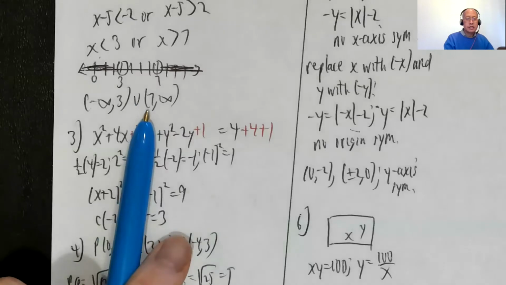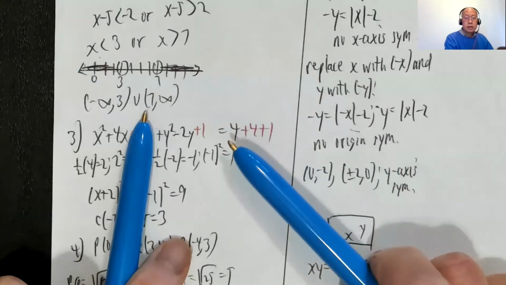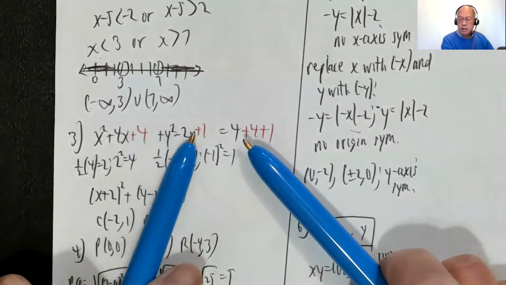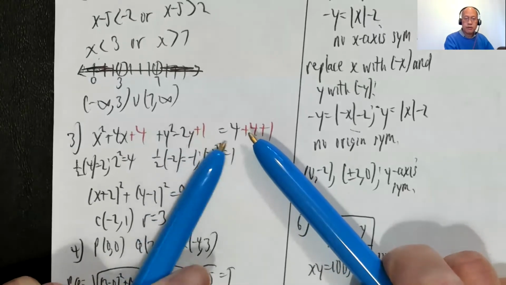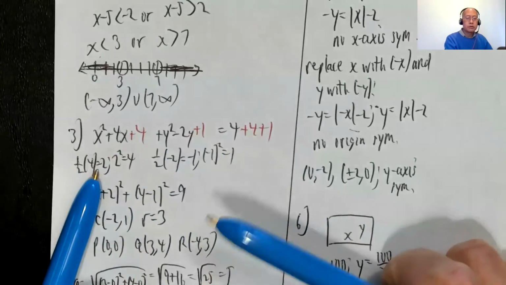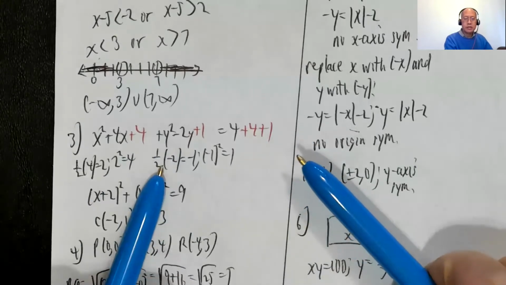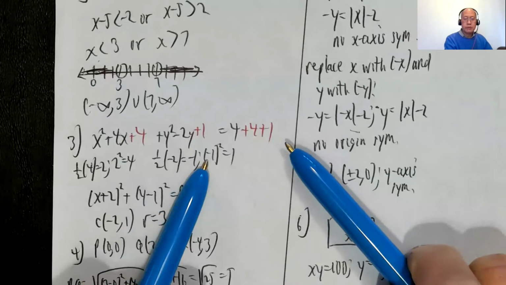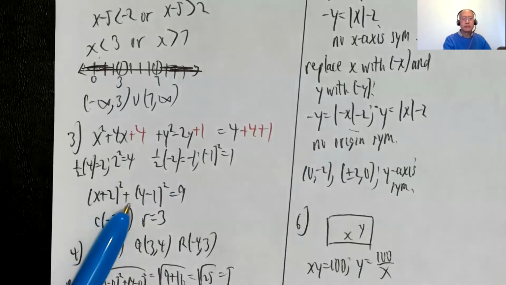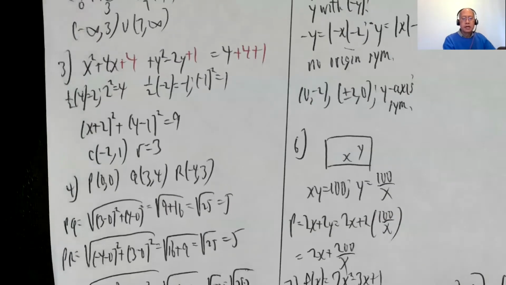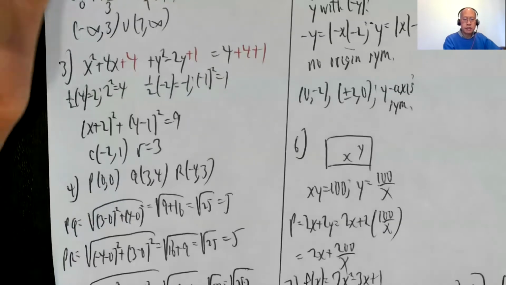Number 3, complete the square. Let's see, first move the 4 over. Half of 4 is 2, squared is 4, plus 4 on both sides. Half of -2 is -1, squared is 1. Add 1 to both sides. X plus 2 squared plus y minus 1 squared is 9. Center is -2, 1, radius is 3.